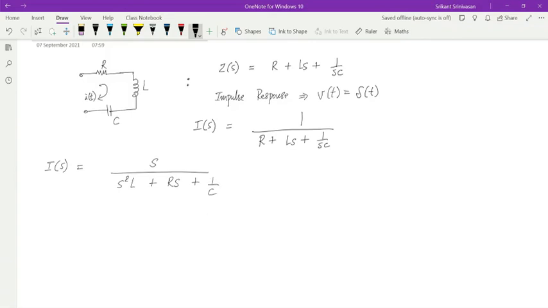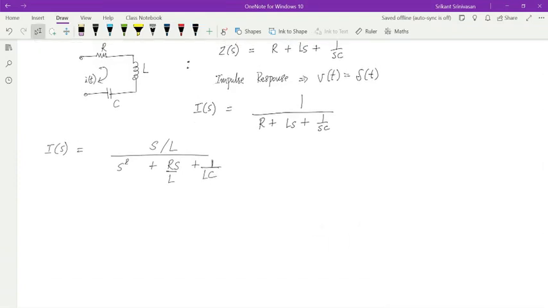Okay. And let's say I divide the numerator and denominator by L, then I would put S over L, and the L disappears here. I have R over L and 1 over LC. That means now if I want to find out the form of this equation, can you tell me what will be the form of this equation? The I of t. If I want to know what is I of t, what can I do now? I've already got the transfer function, very quick, and I want to find out what is the I of t.